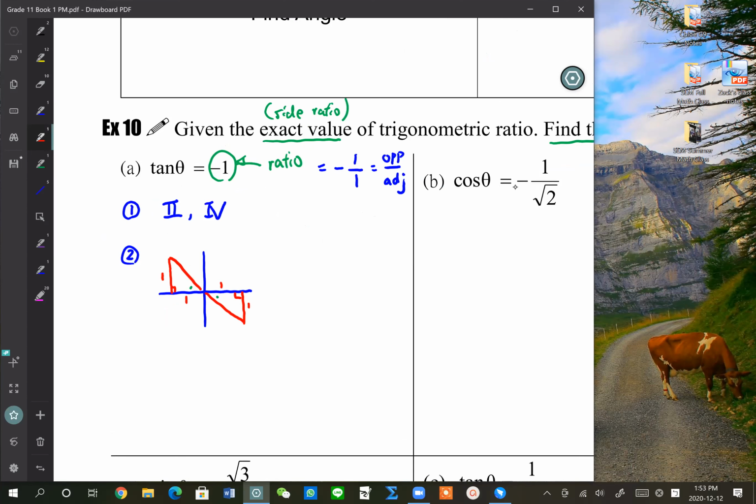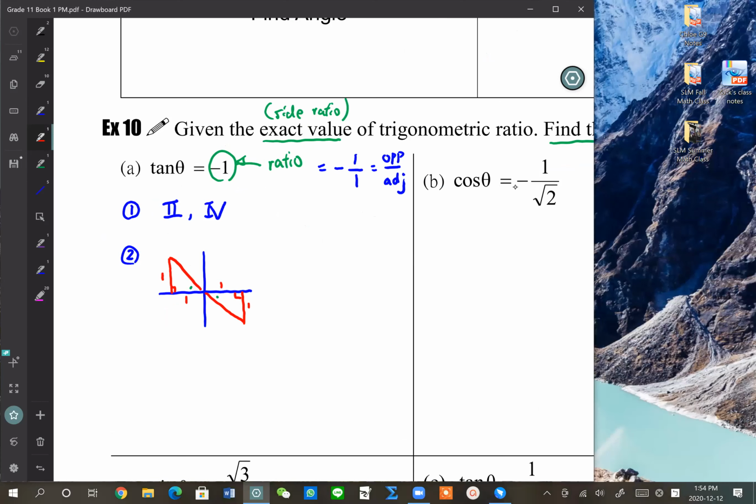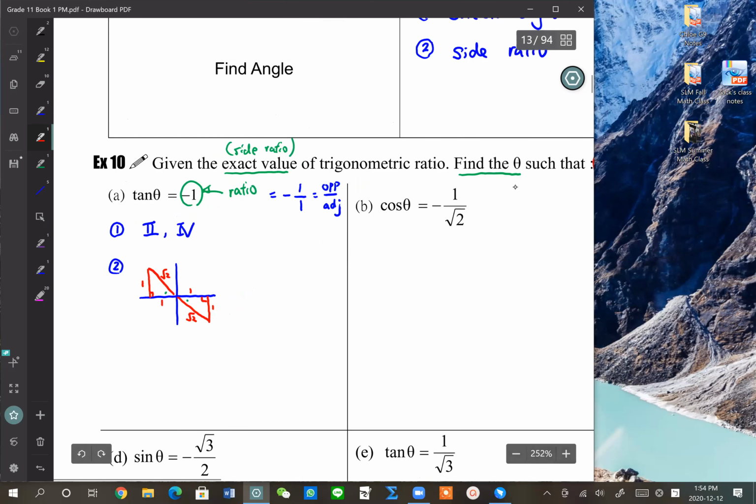So if you have 1 and 1 for the opposite adjacent, how long is the hypotenuse then? Harry? Square root 2. Yep, very good. Okay, so square root 2, we'll fill that in. Okay, so now we got that, right? What is step 3? Okay, let's go back up.